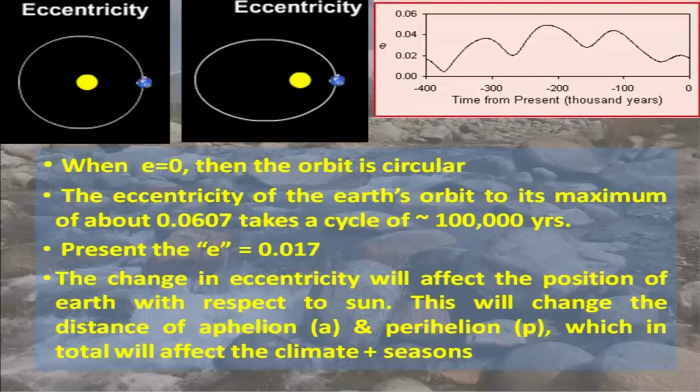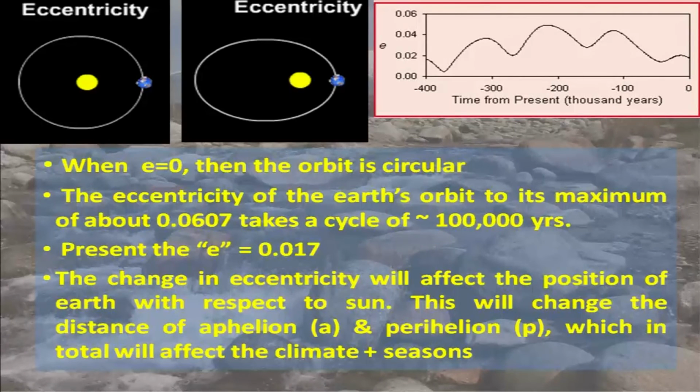So, the change in eccentricity will affect the position of Earth with respect to Sun, because the radiation which is coming from the Sun, or the sunlight falling on the Earth's surface, will vary if the eccentricity changes. If it becomes circular, then we will have very much similar seasons in all countries or throughout the globe. We will have similar conditions of the climate.